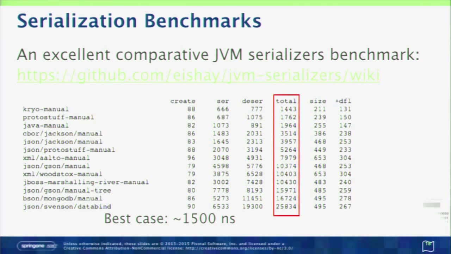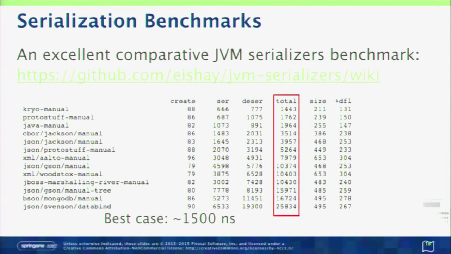These benchmark tests, where it says Kryo manual, and these are all suffixed with manual, means that for these sets of tests, this was the manually optimized serialization. And we see Kryo performs very favorably compared to other common libraries that are used for serialization. We're talking about round trip serialization, taking the object to a byte array, and deserialization, coming back and reinstantiating the object on the other side.